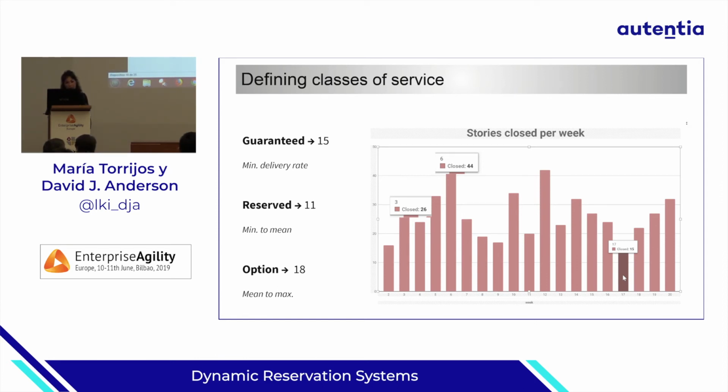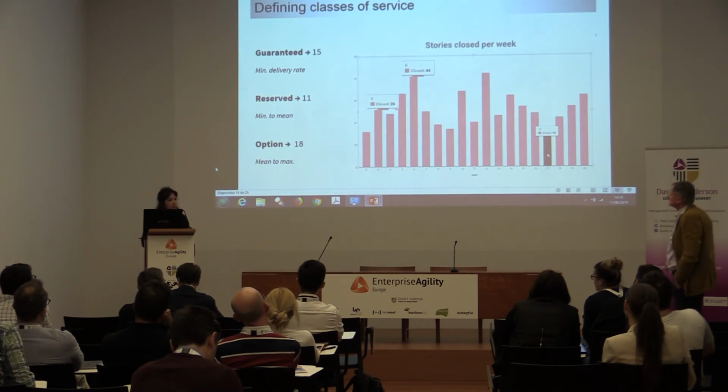What we have calculated is the number of tickets based on our throughput that we can deliver for sure. It's 15 in that case. The guaranteed ones, number of stories per week, is 15. The reserve, which means from the minimum to the mean, the average number of tickets we are able to deliver, is 11. And the option, the ones that are less probable to happen, are from the mean to the maximum number of tickets. In that case, from 26 to 44, we have the 18. Okay? Do you follow me?